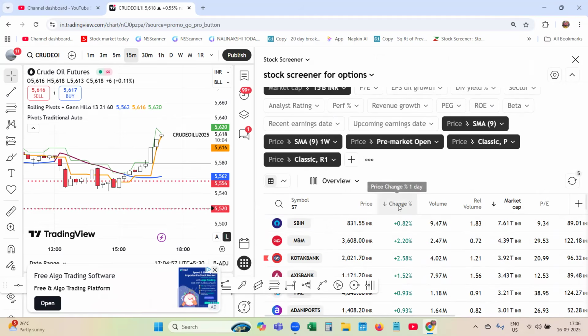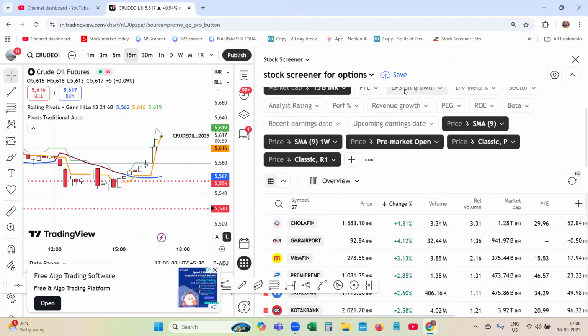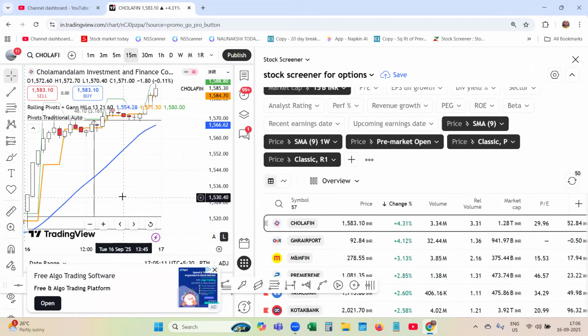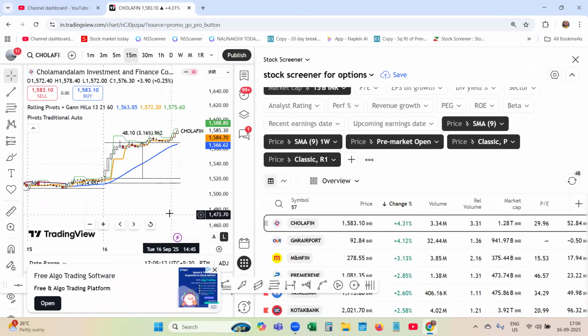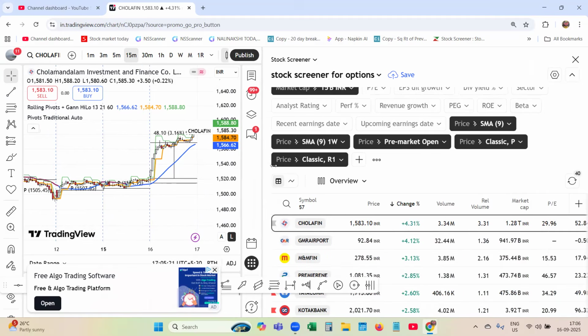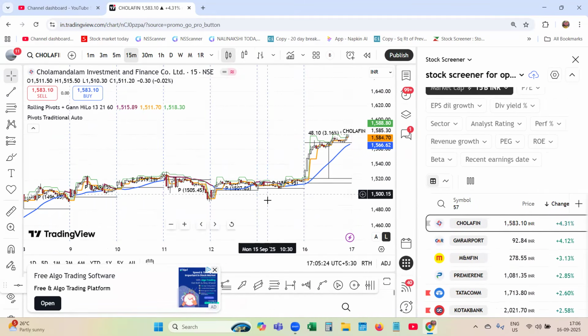So what I do is I'll go for change in percentage and sort descending. When I make the sort descending, I want to see, because when the screener is applied, the screener gave me Cholamandal Financials. Let us go back. Let me make it smaller.